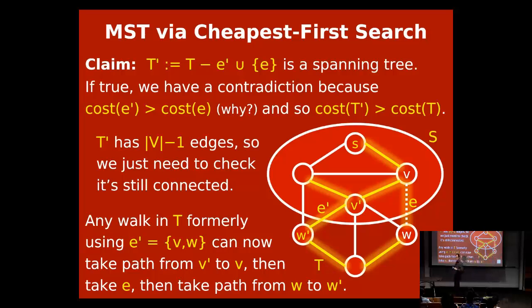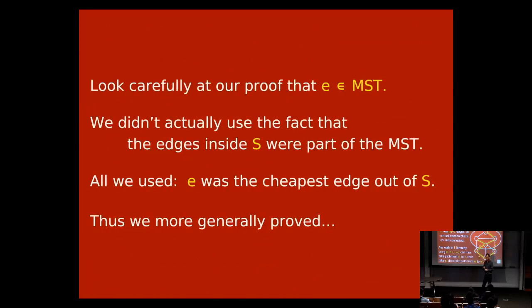Any questions about that? So it's actually the end of the proof, because it's the end of the proof that T prime is a spanning tree. T prime is cheaper than T, so T was not the minimum spanning tree after all. So we get the contradiction that E had to have been in T. So that's it. And it shows that the cheapest first search algorithm, which you can implement somewhat efficiently, finds the minimum spanning tree.